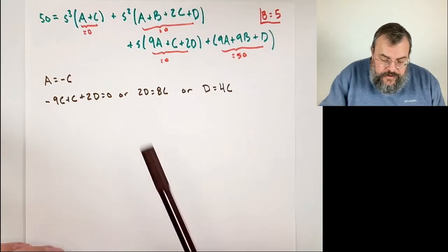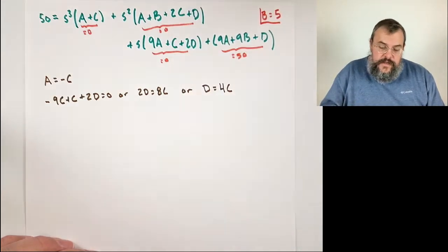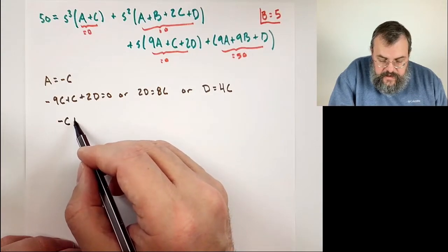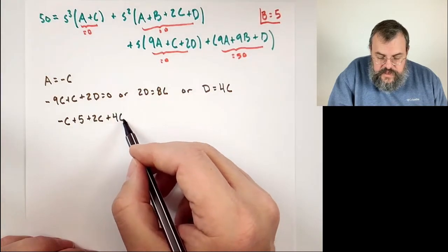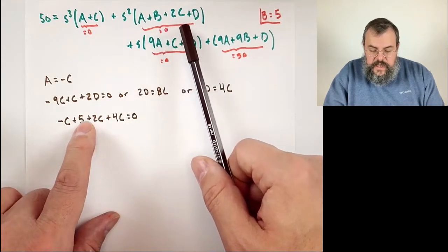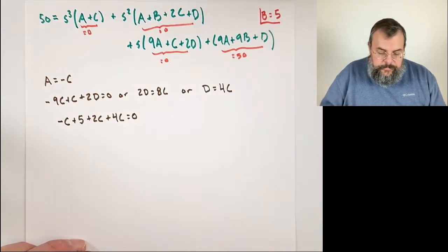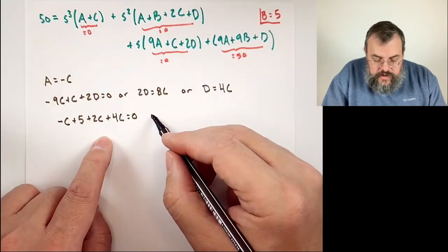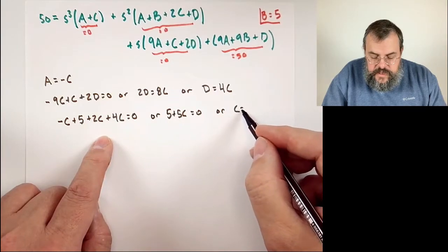And so now we've used the equation for s cubed, we've used the equation for s. Pick one of these, doesn't really matter. Let's suppose we pick a plus b plus 2c plus d. So minus c plus 5 plus 2c plus 4c equals 0. So, a and b and 2c and d, but I'm using the facts we know about a, b, and d. Well, we add, there's 6c minus c. So that says 5 plus 5c equals 0, or c equals negative 1.